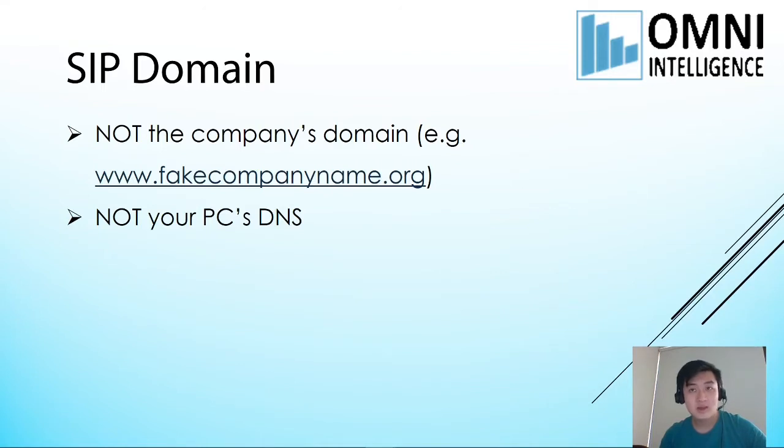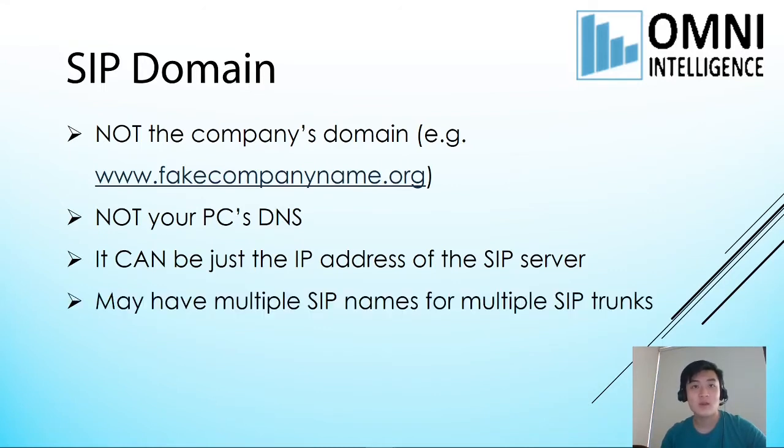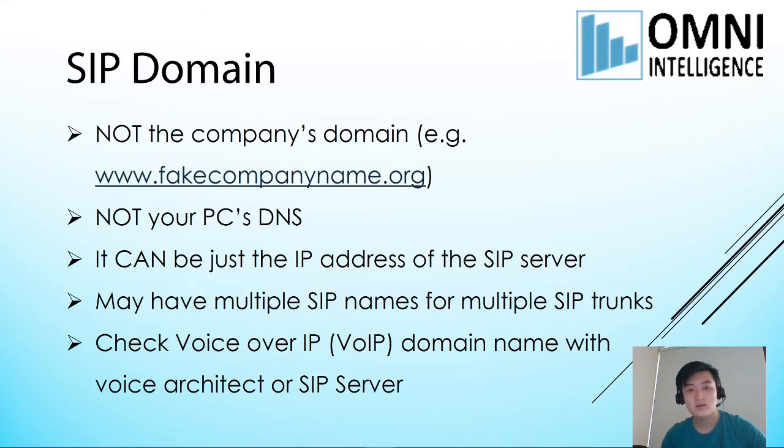So a specific name is allocated as part of the SIP server configuration, and depending on the type of server, you may even have multiple domain names for multiple SIP trunks. To find out your VoIP domain name, you'll need to check with your company's voice architect or SIP server if you have access to it, that is.